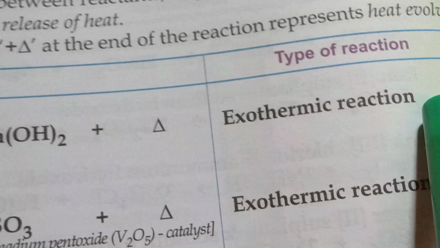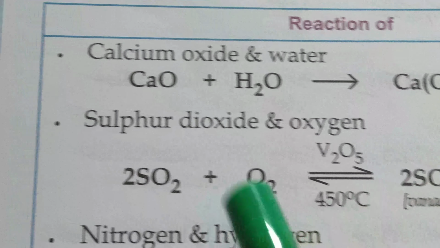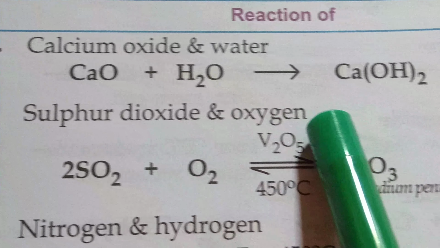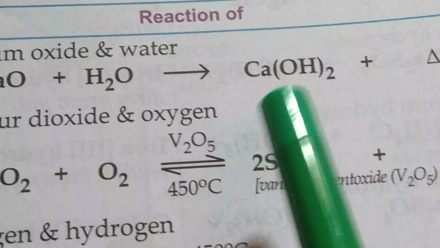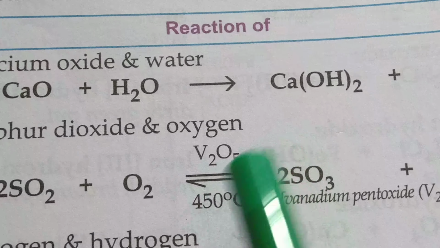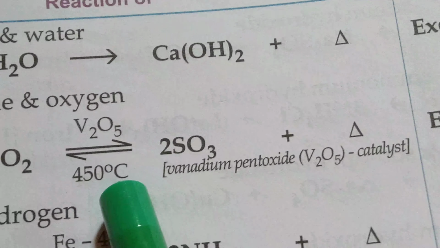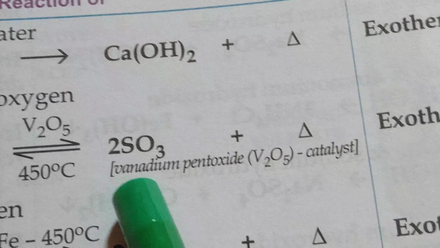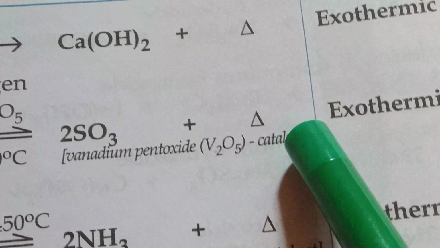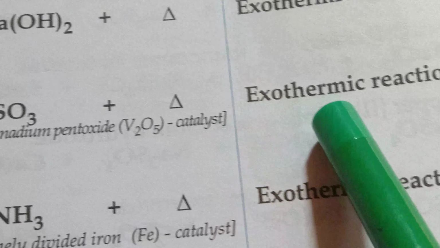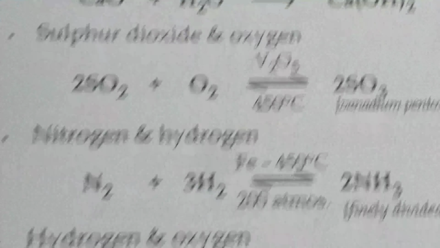That is an exothermic reaction. Same way, sulfur dioxide and oxygen, with V2O5, vanadium pentoxide, acting as a catalyst, whereas 450 degrees Celsius is needed. Then it produces sulfur trioxide plus heat. Again, it is an exothermic reaction.